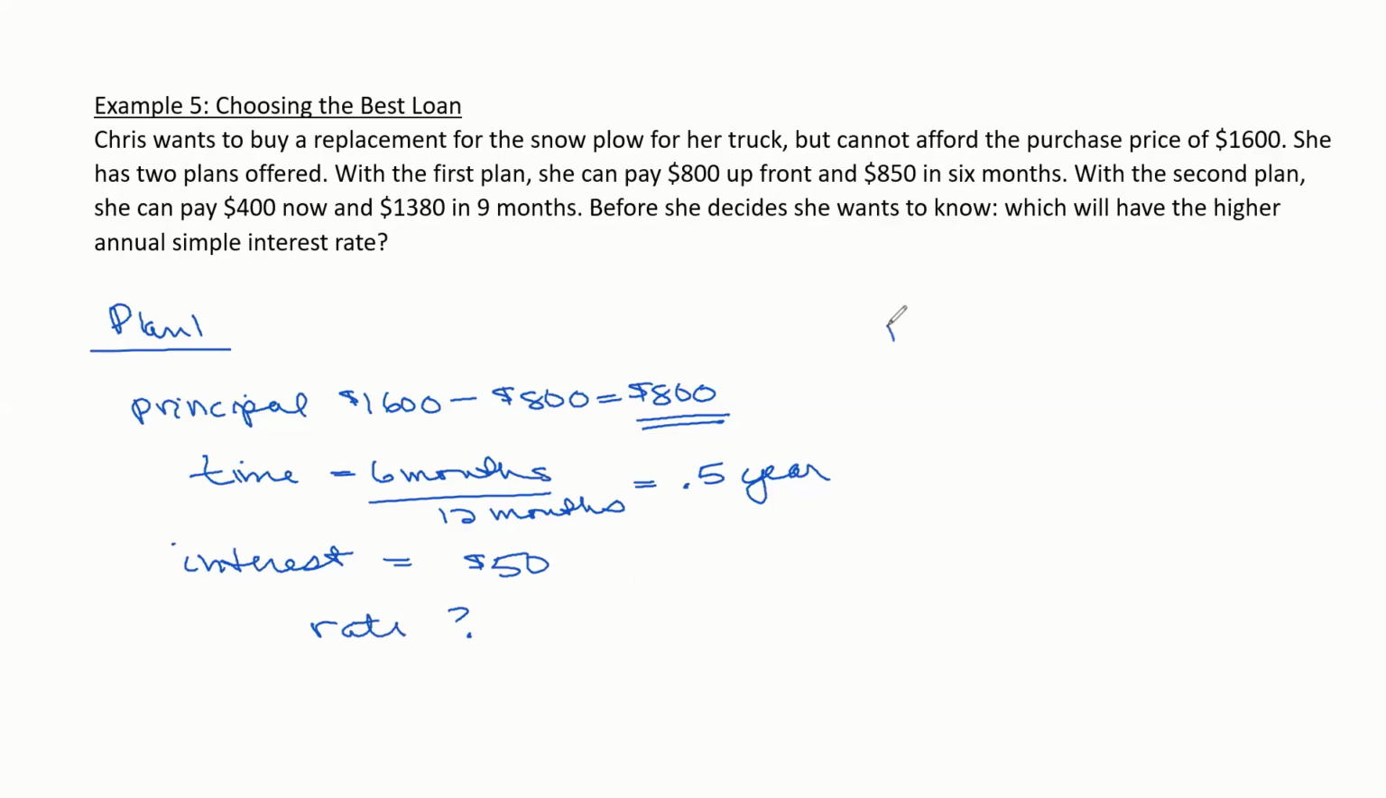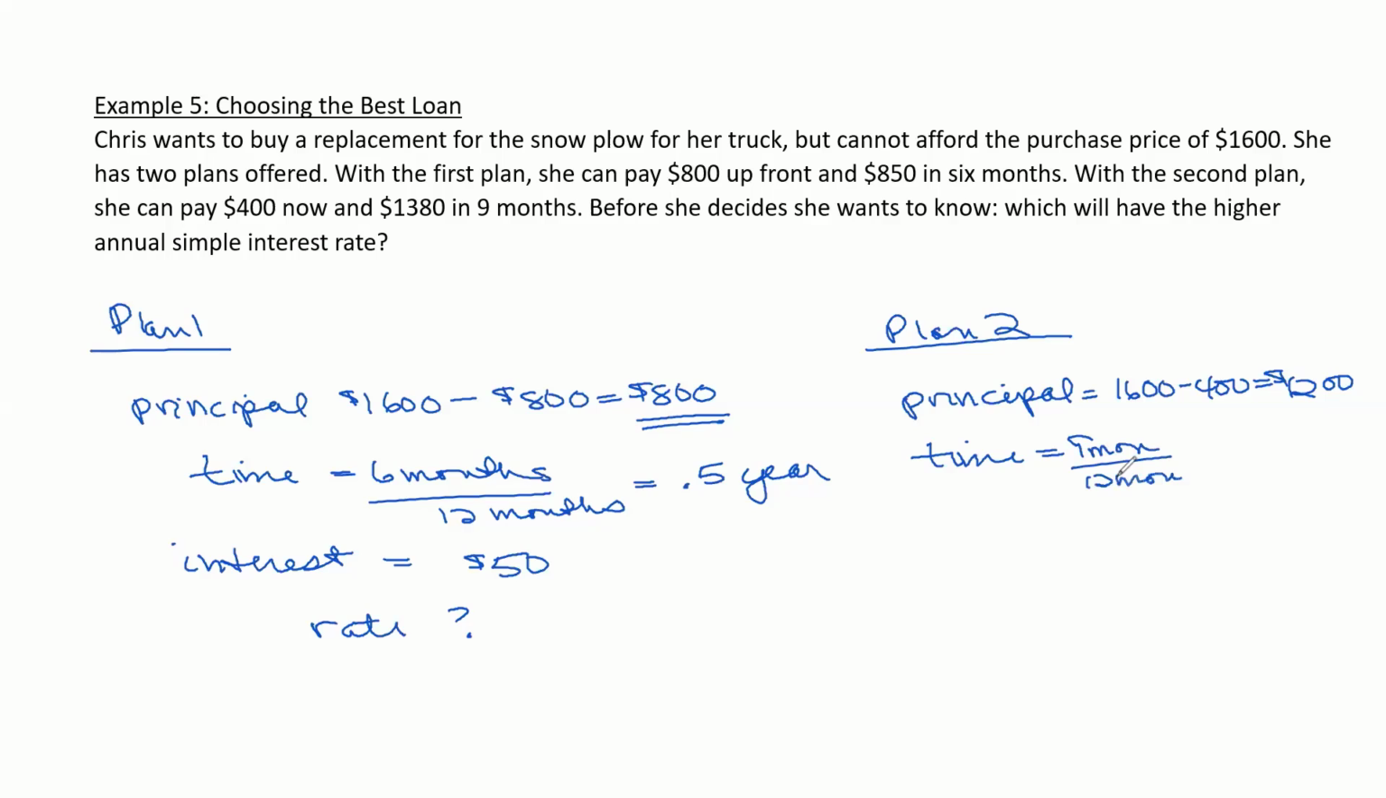Now in plan 2, it says she's paying $400 now. So her principal is $1,600 minus $400. So $1,200. And she's paying back in 9 months. So her time is 9 months over a year, over 12 months. So 0.75 year.